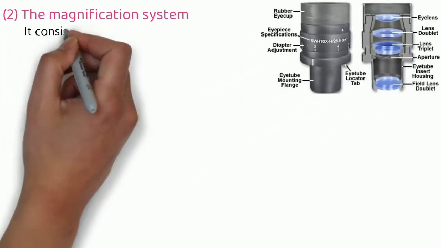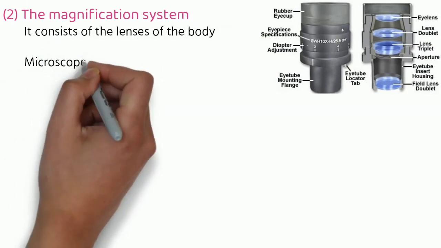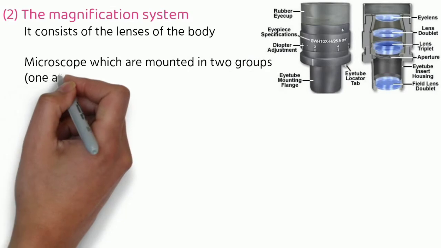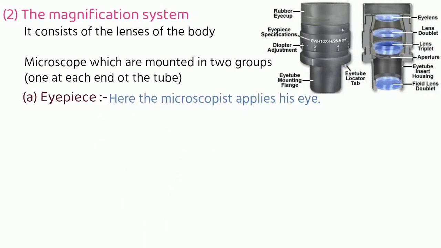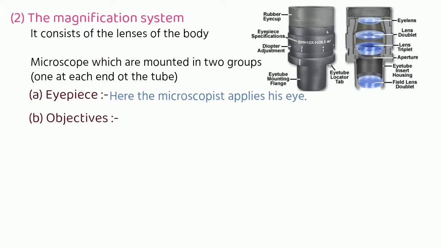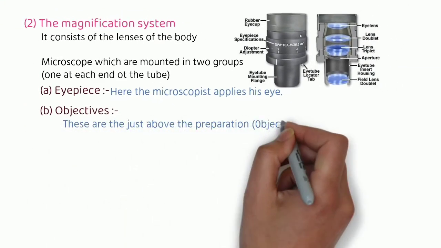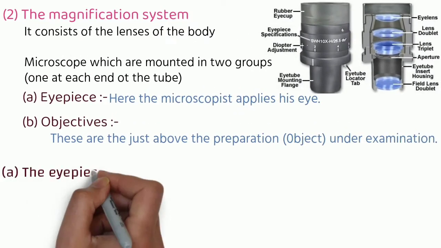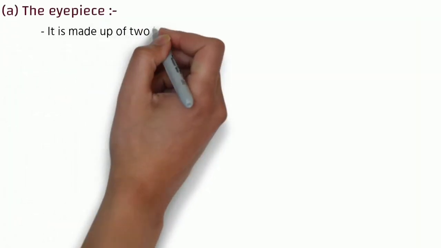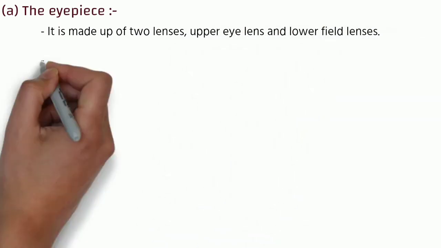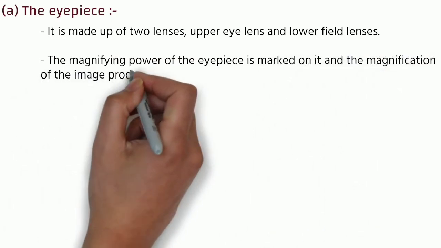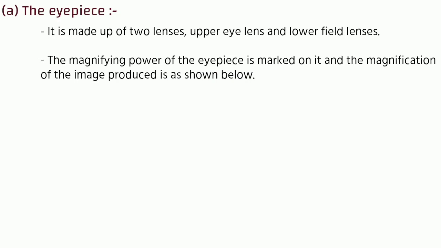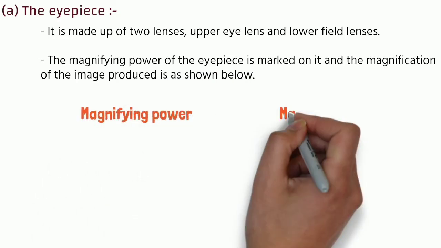It consists of lenses of the body microscope, which are mounted in two groups, one at each end of the tube. The first one is the eyepiece, where the microscopist applies his eyes, and the second is the objective, which is just above the preparation, meaning the object under examination. The eyepiece is made up of two lenses, the upper eye lens and the lower field lens. The magnifying power of the eyepiece is marked on it, and the magnification of the image produced is shown below.